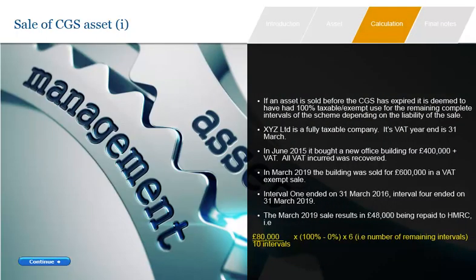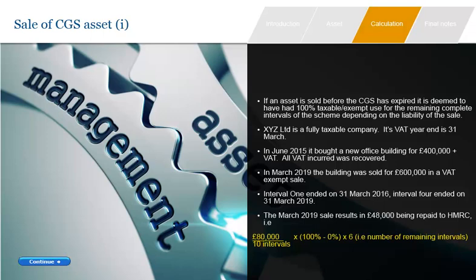If a CGS asset is sold before the scheme has expired, the scheme ends and a final adjustment is made. The adjustment assumes that for all remaining intervals the asset is used wholly for taxable or exempt purposes, depending on the liability of the sale. This can catch businesses unawares.